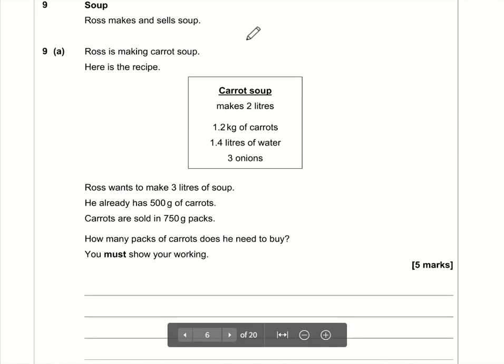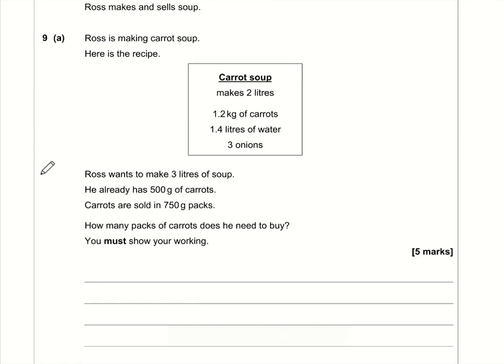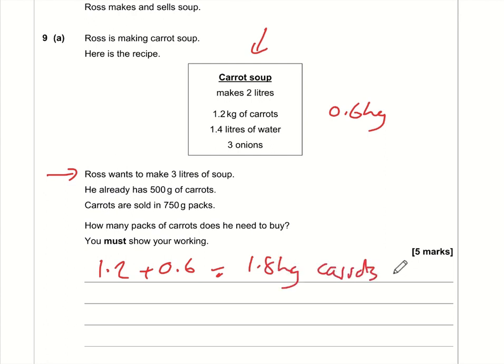Okay, so on to section B. So the key thing here is Ross needs to make 3 litres. Well, this recipe is for 2 litres, so he needs to make this entire recipe plus half of the recipe again. Half of 2 is 1, and that extra 1 litre, when you add it to the 2, will make the 3 litres. So if we're looking at the carrots, he needs 1.2 kilos, plus he also will need another 0.6 kilos. So 1.2 plus 0.6 is 1.8 kilos of carrots needed.